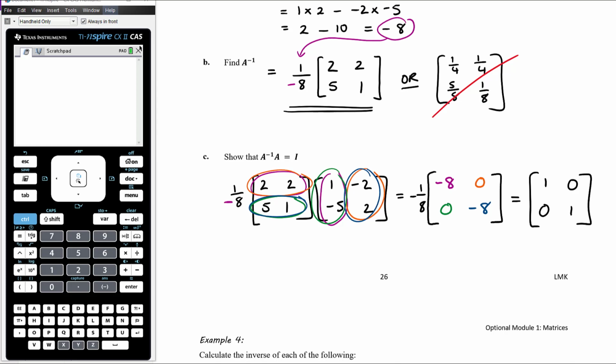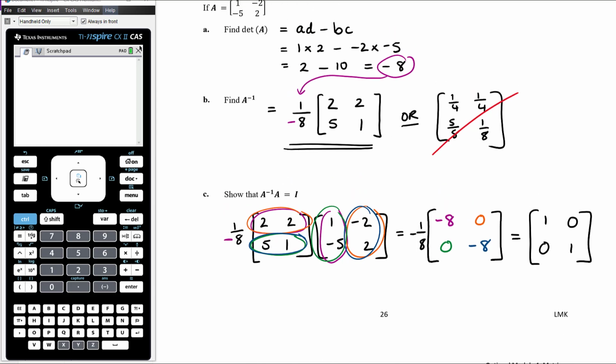So sorry, please make sure you've added that negative 1/8 back to your answer to part B. Definitely should be a negative, which means if I had expanded out the scalar multiplication in part B, there should be negatives in all of these.